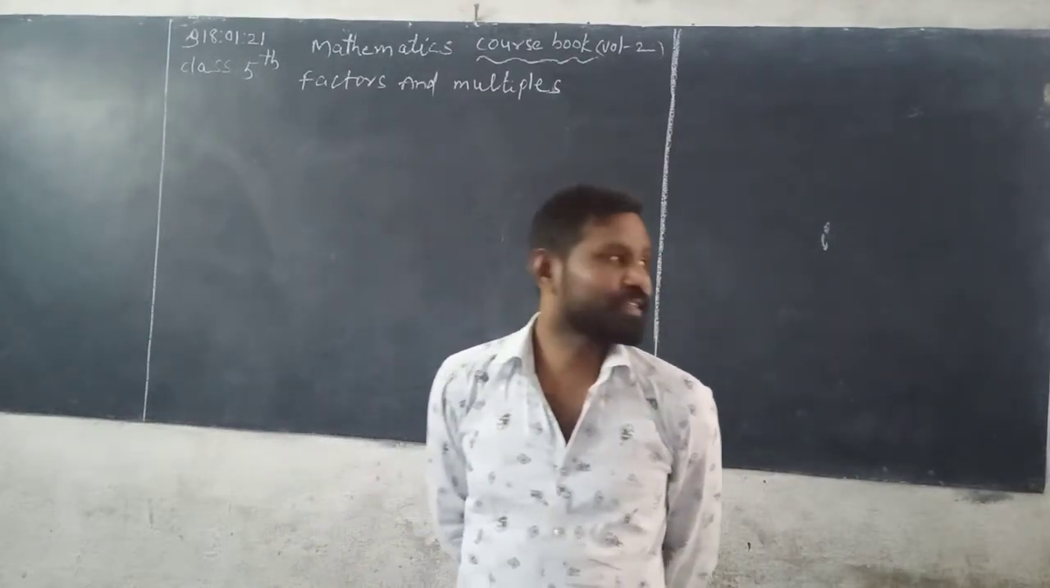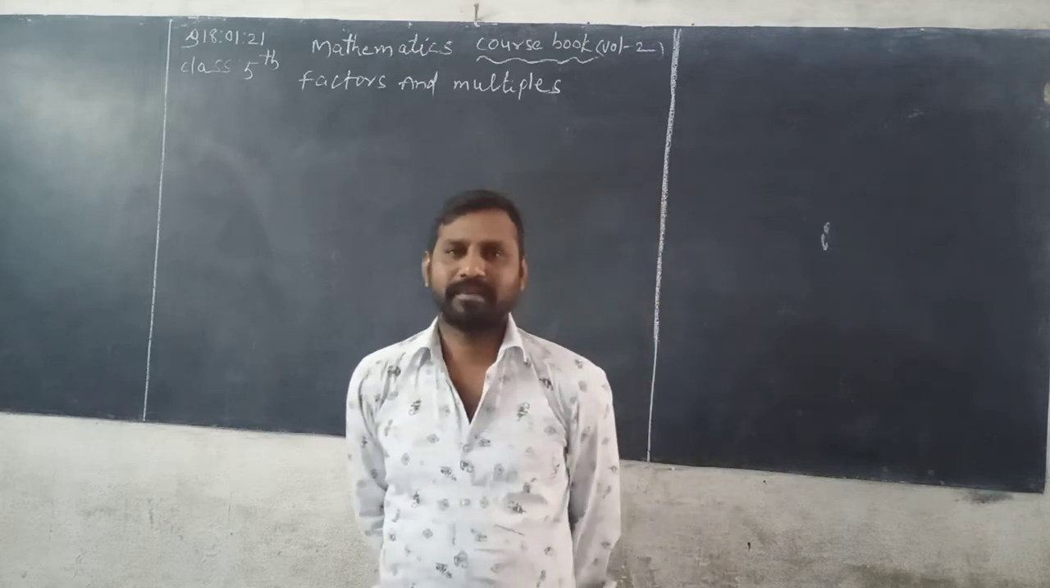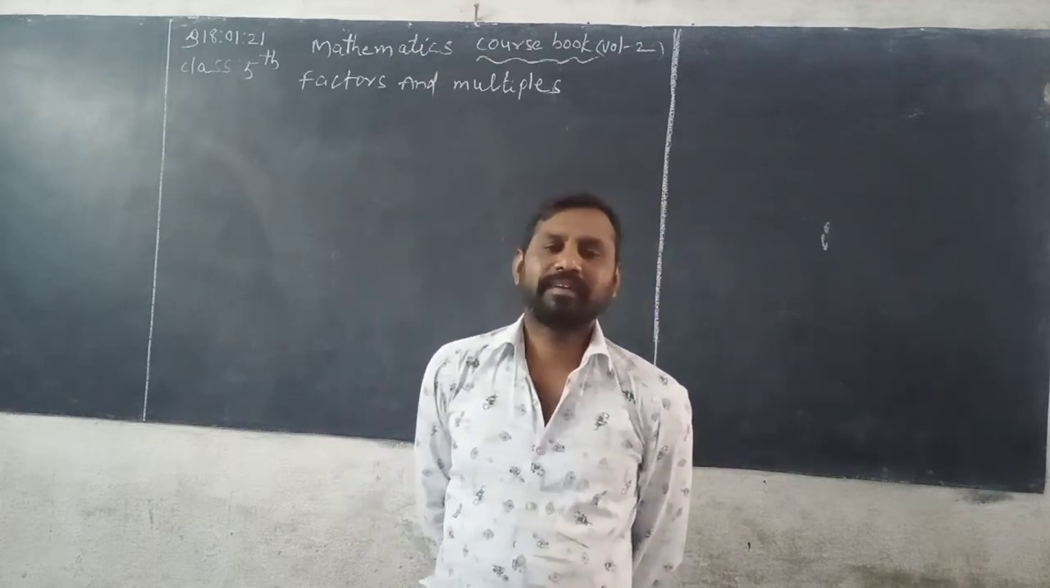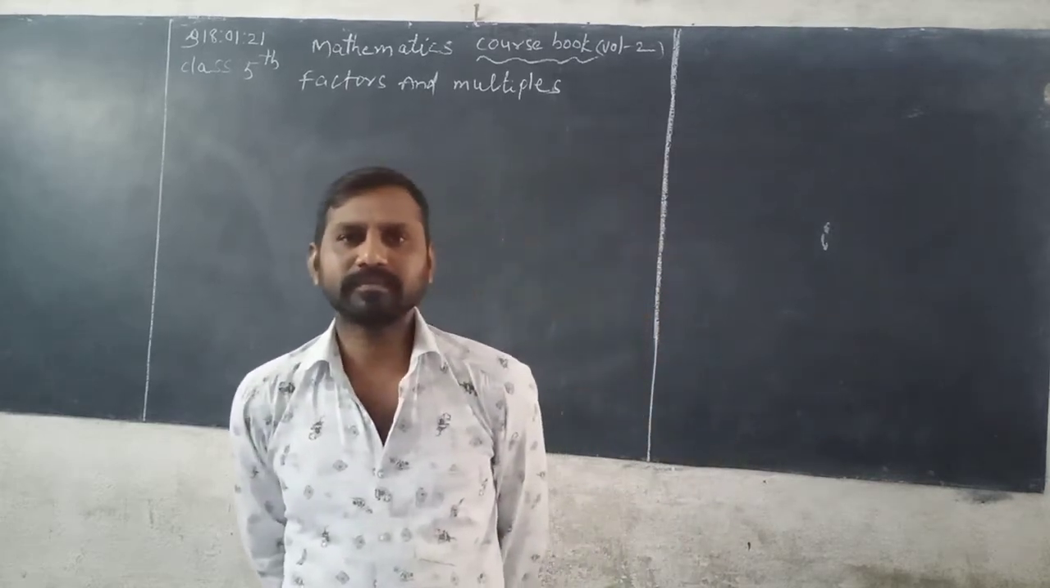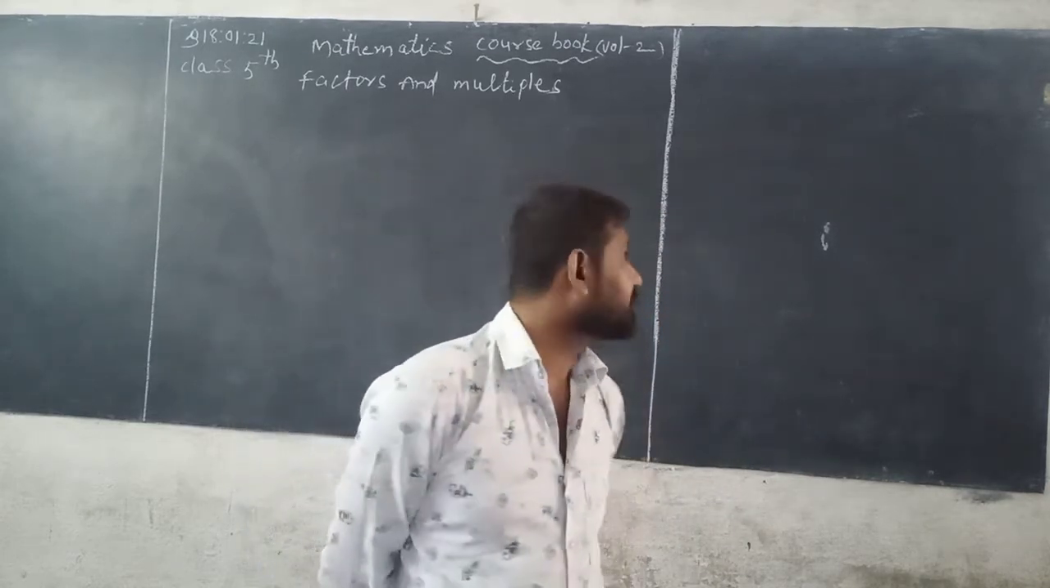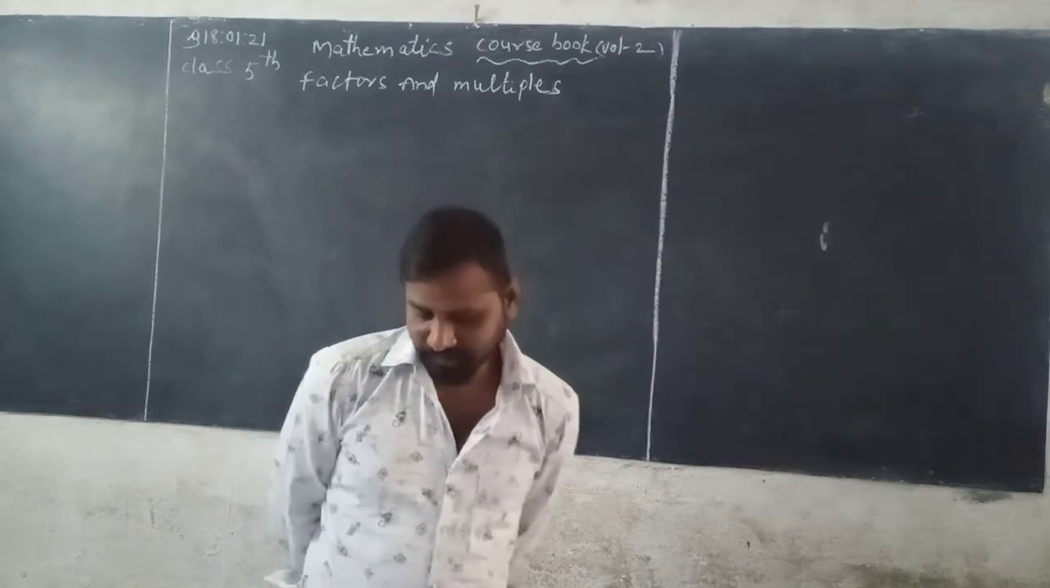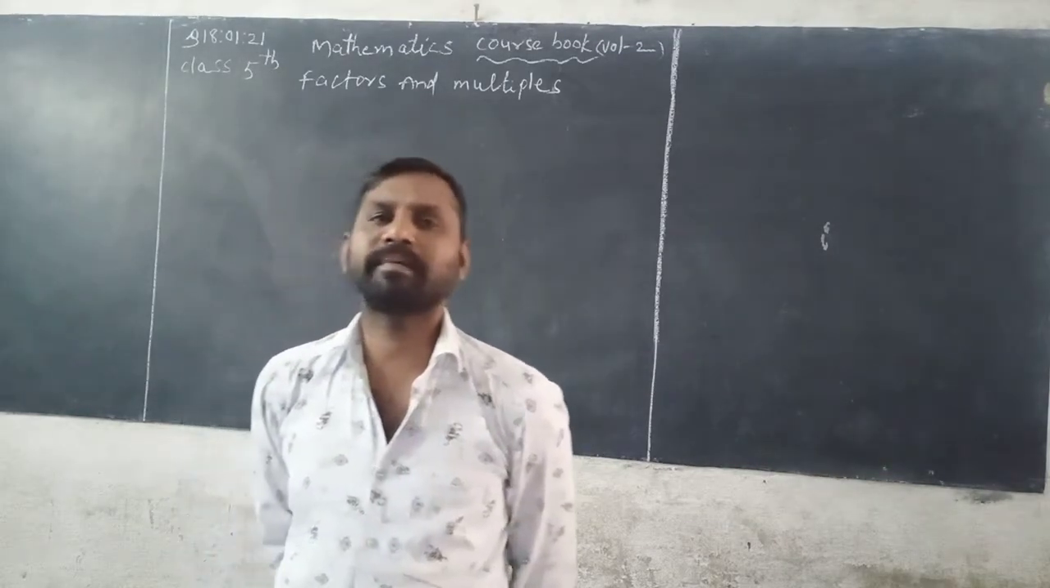Today we discuss a new chapter, that is Factors and Multiples, from your course book volume 2. So everybody open page number 14, beta.